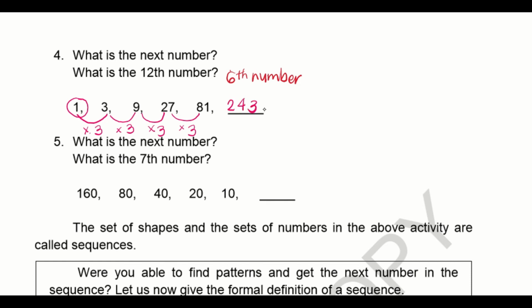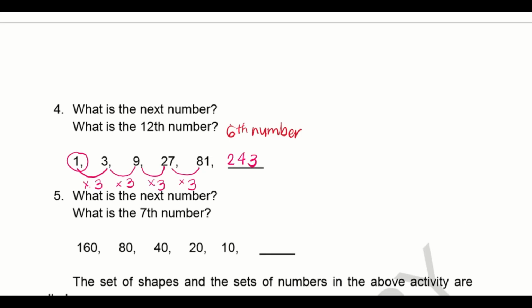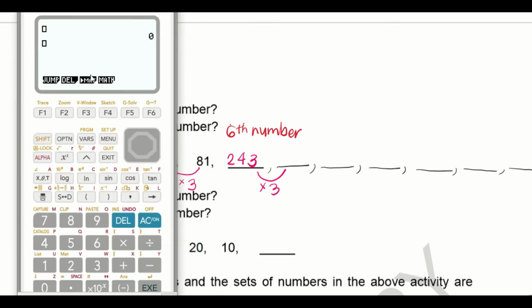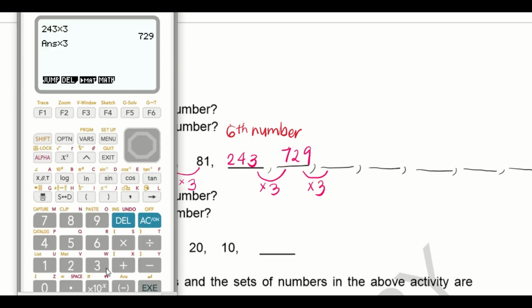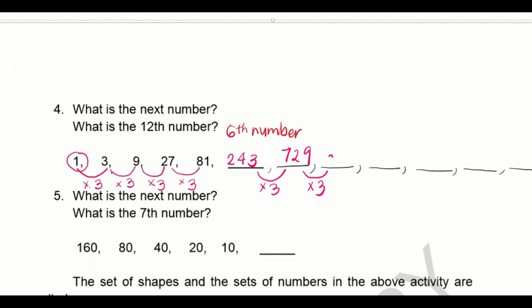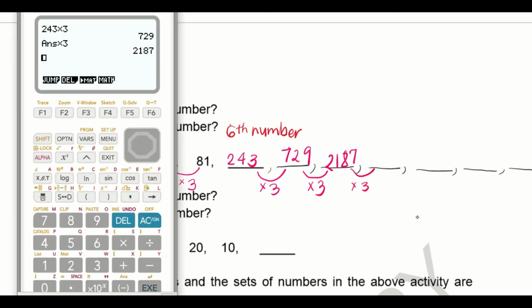But for our follow-up question, what is the 12th number? Since we only have the first 6 numbers, we are to determine the 7th, 8th, 9th, 10th, 11th, and the 12th numbers. Following our pattern, we just need to multiply our preceding number by 3 to get our next number. You can use your calculator to compute 243 times 3. You get 729. To get the next number, you multiply 729 by 3. 2187.